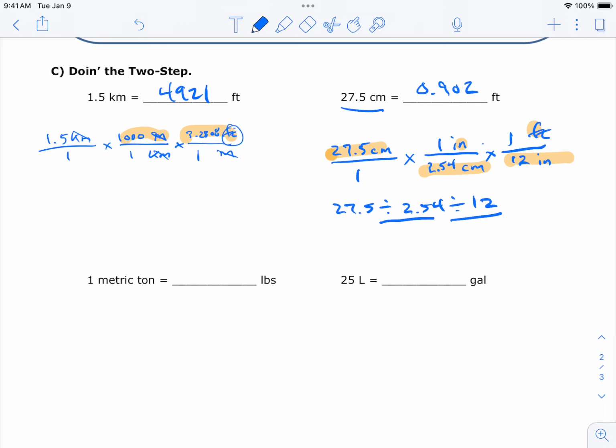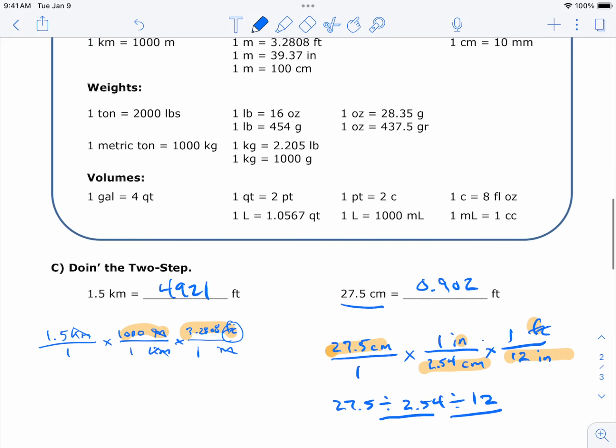All right, what do we got here? A metric ton, go to pounds. So a metric ton is not the same as a ton. Metric ton is actually a bit heavier. But I've got 1 metric ton, and I would like to get into pounds somehow. Let me abbreviate that, MT for metric ton. Metric ton to pounds. Well, we're going to need some conversion factors.